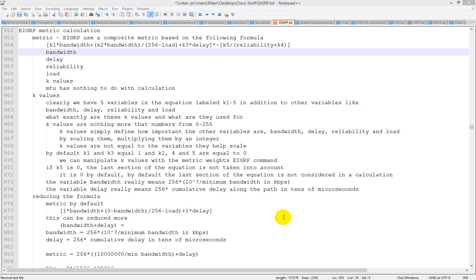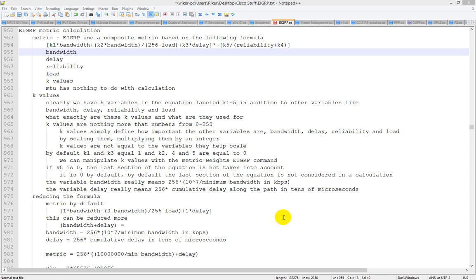Now, the variable bandwidth really means 256 times 10 to the 7th over the minimum bandwidth. So what you would do is take 10 to the 7th and multiply that by 256, and then divide that by the minimum bandwidth in kilobits per second. So you take the product of 10 to the 7th times 256, divide that by the bandwidth, and that's going to give you your bandwidth metric.